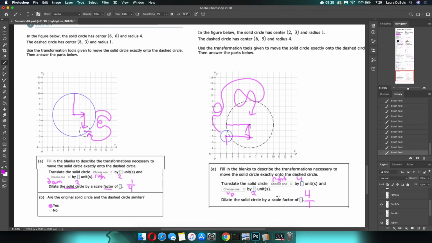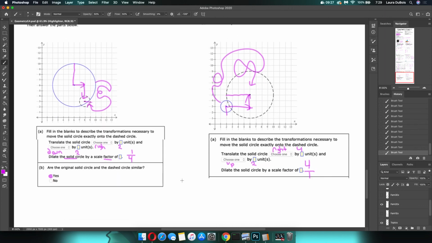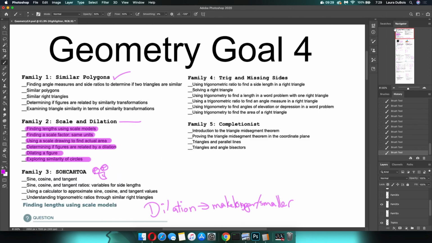And that's everything there is to know about scale factor and dilation. Now that we understand how all of this works, we're going to start digging into the meat of the chapter, which is basic trig, also known as SOHCAHTOA, which we'll be talking about more in the next video.